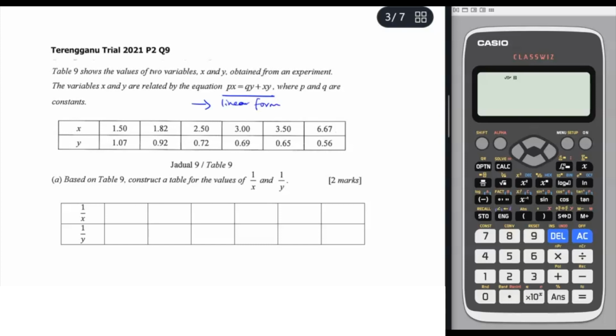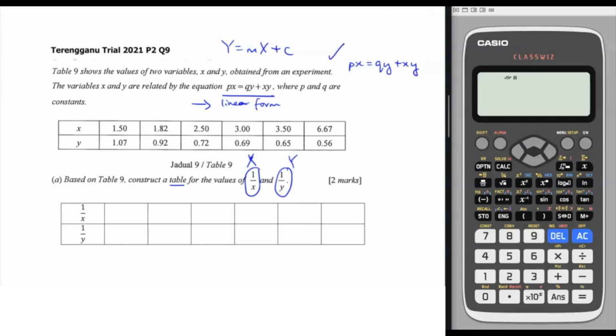So you have px equals qy plus xy, and I'm going to write down the working over here. We're going to make it in the form of y equals mx plus c. Then we will get a straight line graph, which is a linear graph. There's a clue here whereby they ask you to construct a table for the values of 1 over x and 1 over y, which means that your big X is 1 over x on the x-axis, and your big Y is 1 over y on the y-axis, which means that my left side must be 1 over y.